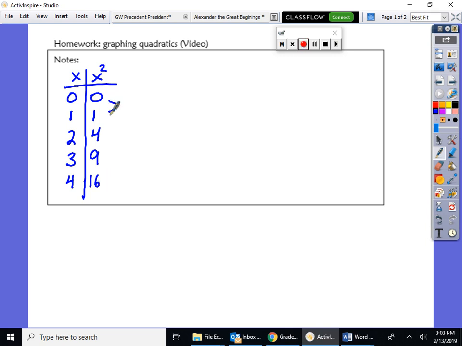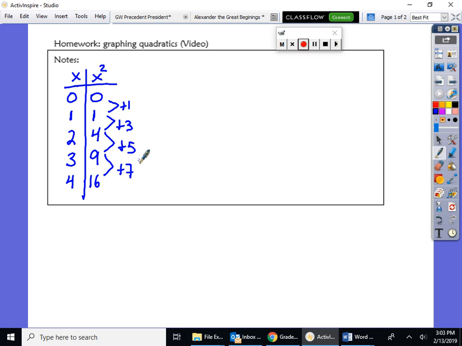So from 0 to 1 is plus 1, 1 to 4 is plus 3, 4 to 9 is plus 5, 9 to 16 is plus 7. So we have this pattern 1, 3, 5, 7, but it has that constant second difference of plus 2, plus 2, plus 2. So that's what makes it quadratic.